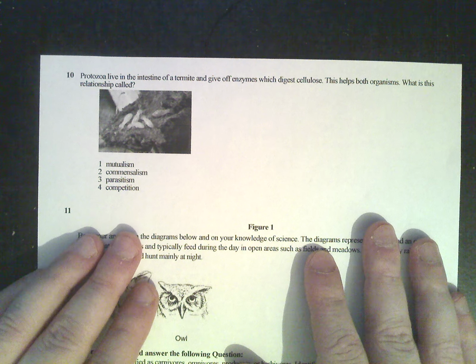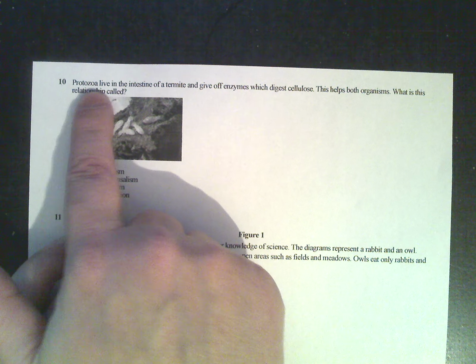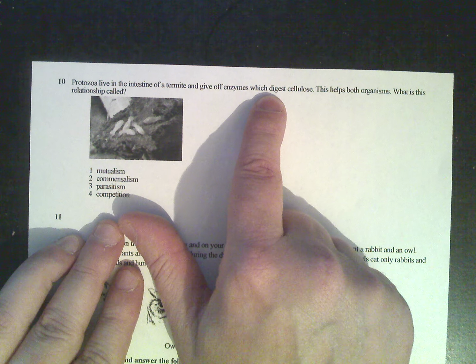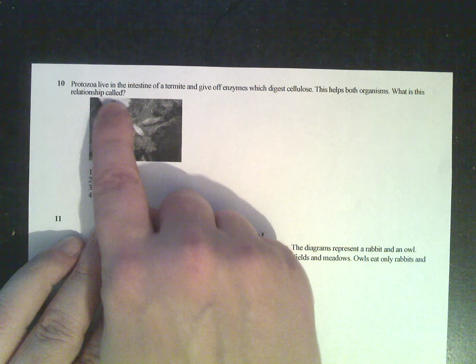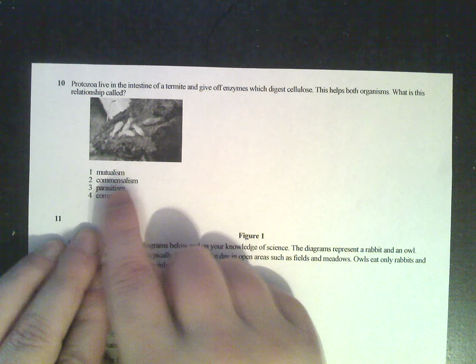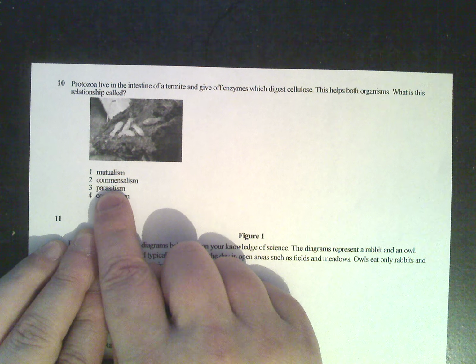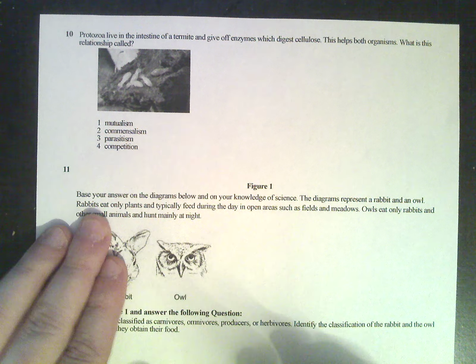Moving on to question 10. A little bit of a picture here. It might be hard to see. It's in color on the Google form, so just keep that in mind. 10. Protozoa live in the intestine of a termite and give off enzymes which digest cellulose. This helps both organisms. What is this relationship called? 1. Mutualism. 2. Commensalism. 3. Parasitism. Or 4. Competition.